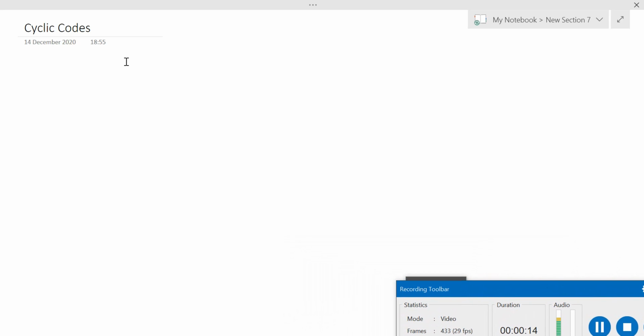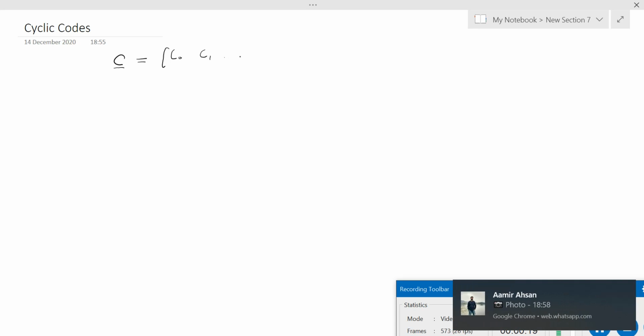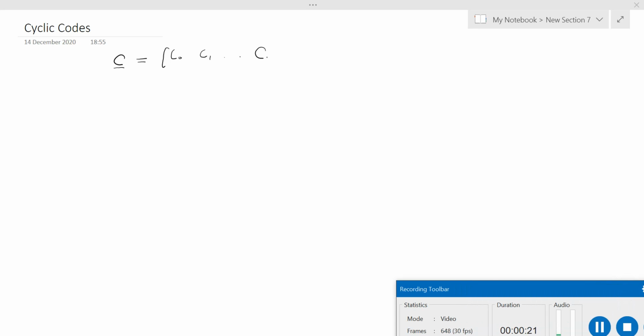So, you have a code C0, C1 up to Cn minus 1. So we can alternatively represent a code as the coefficients of a polynomial. Suppose I define a polynomial c of x as the first term, constant c0, plus c1x plus c2x square, plus up to cn minus 1 x to the power n minus 1.